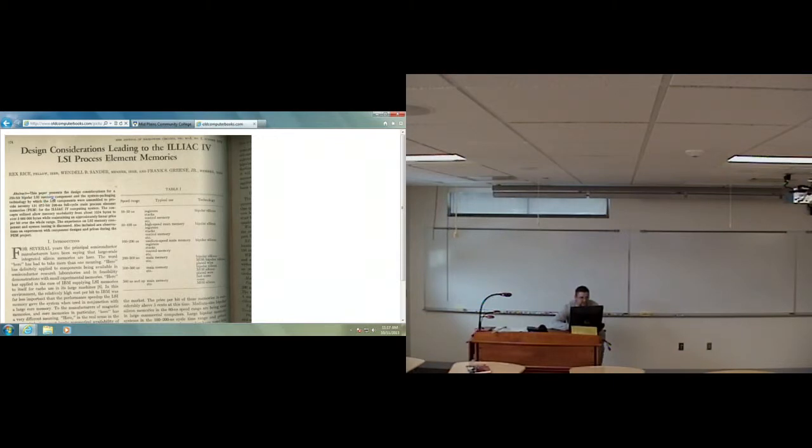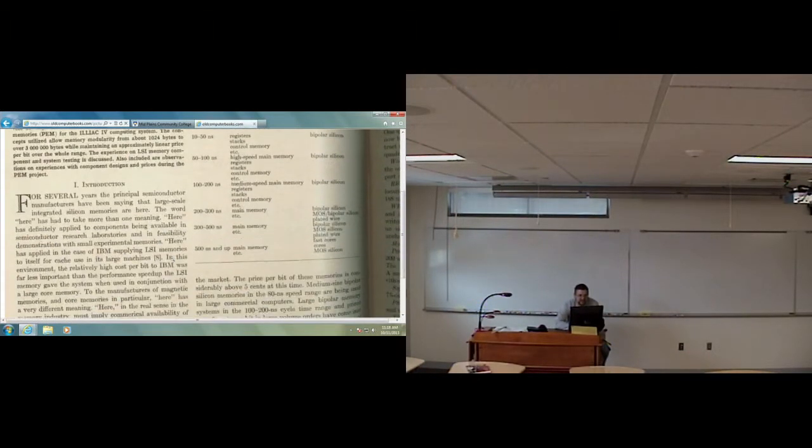This paper presents the design considerations for a 256-bit bipolar LSI memory component, and the system packaging technology by which the LSI components were assembled to provide 72-bit, 200 nanosecond full cycle main process element memories (PEM) for the ENGR1000 computing system. This computer is actually really quite old. Let's see if it says what year this is. 1970. Yeah. The ENGR1000 is one of the first IBM computers, mainframes.